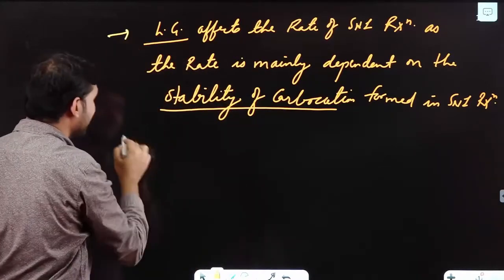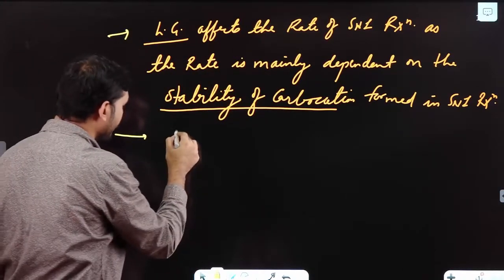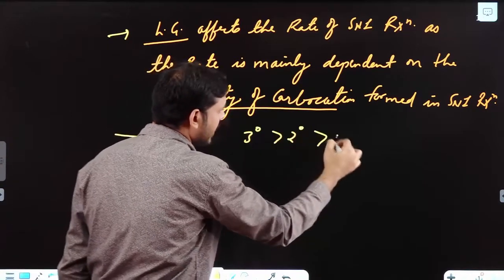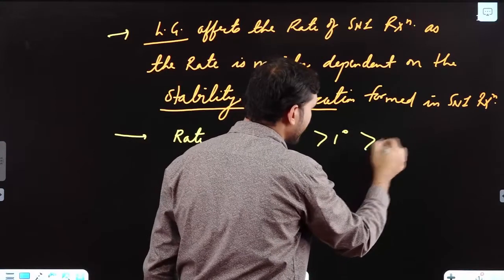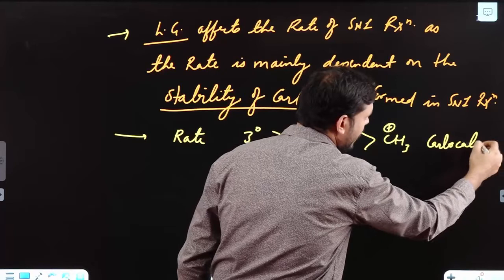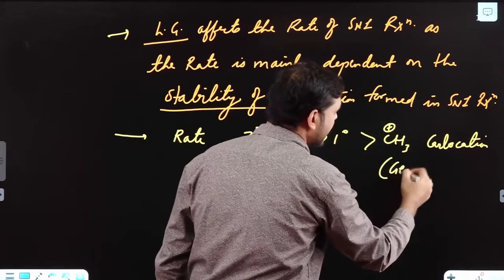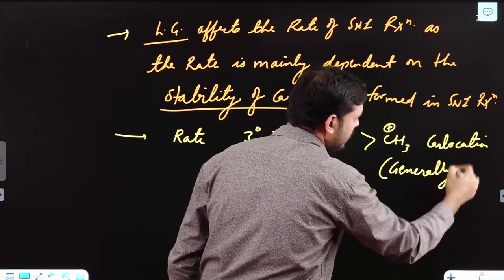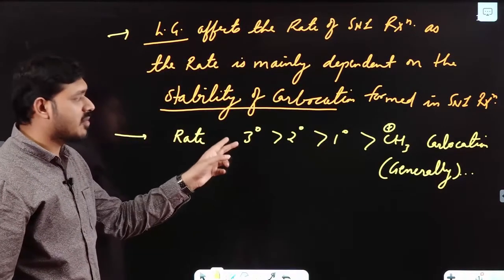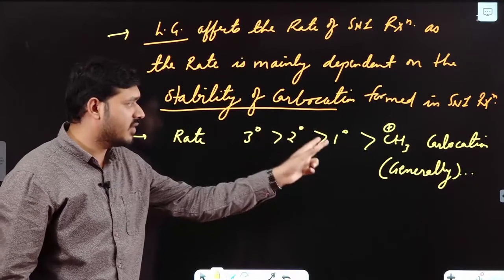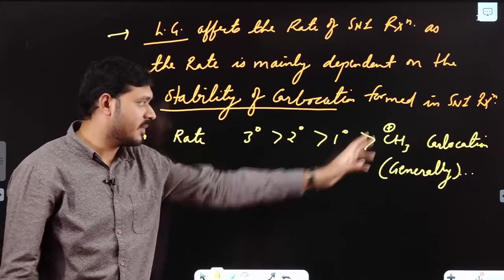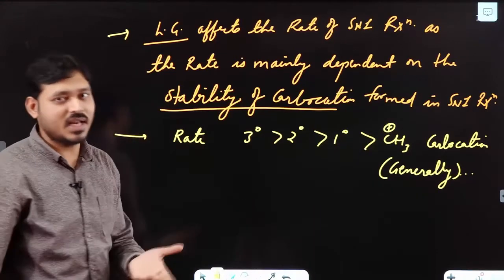Now next point, when you say rate of 3 degree greater than 2 degree greater than 1 degree greater than CH3 plus carbocation, now this is actually generally, you need to mention generally the rate of 3 degree carbocation will be higher than 2 degree, will be higher than 1 degree, and least for CH3 plus, actually it is 0, negligible. Okay, so it is general case. Why I am telling this?